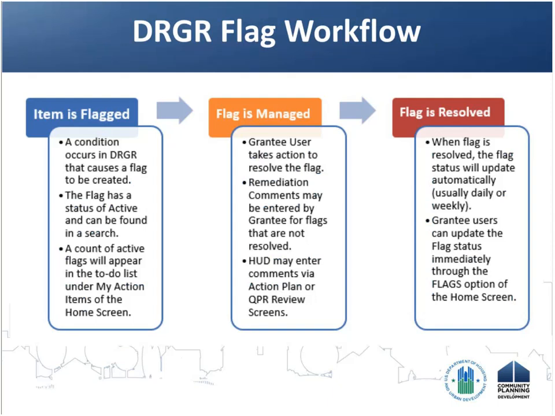So basically for grantees, a flag gets generated automatically by the system, and from the home screen, you will have two locations where you can see that a flag has occurred. One, in your to-do list, it'll show up there. You'll get a count of active flags. And then if you want more detail on that flag, you can go to the flag link on the home screen, and that'll bring up your Manage Flag system.